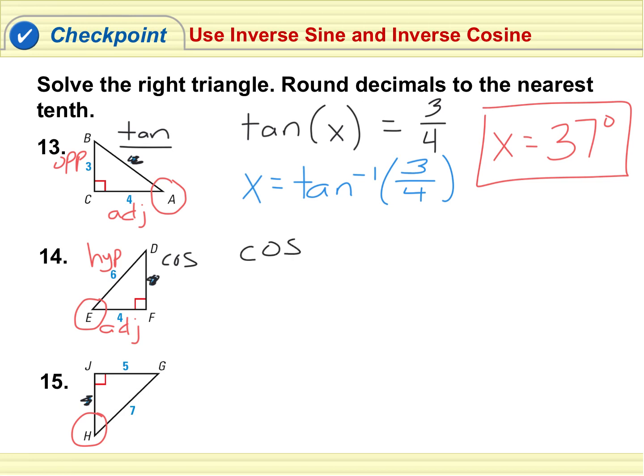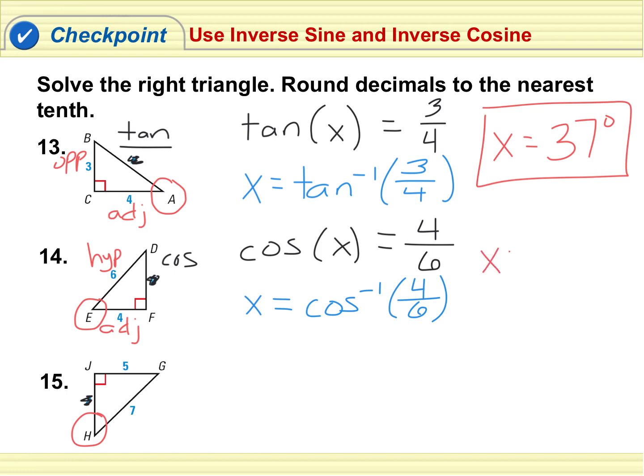So, now we need to write our equation using cosine. I picked cosine. What goes with cosine? The angle, which we don't know. And then what goes on the other side? What does cosine equal? Adjacent over hypotenuse, which is 4 over 6. I'm missing the angle. What do I do if I'm missing an angle? Use the inverse. So I'm going to have x equals what inverse? Yep, cosine inverse of 4 over 6. What did we get for an answer? Did everyone get 48? Do we all agree? Yeah. Good.